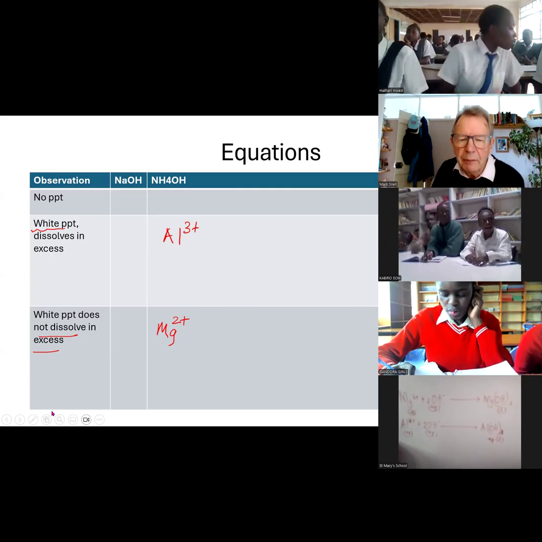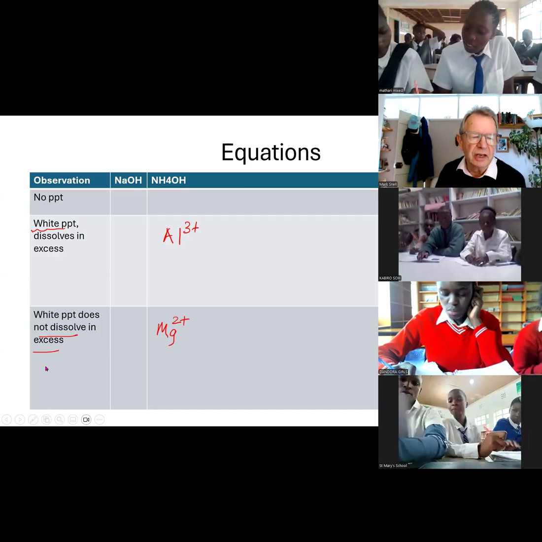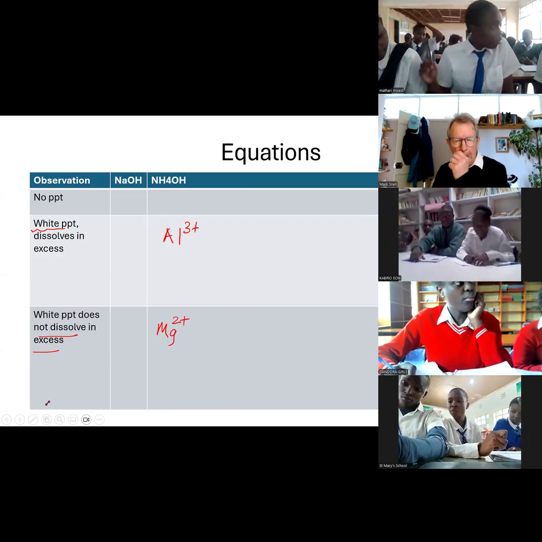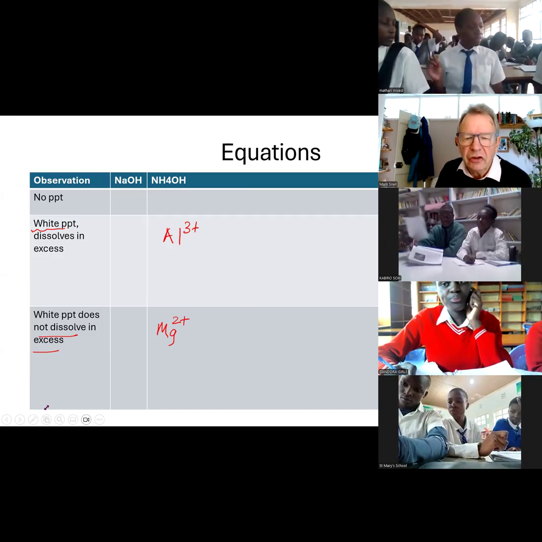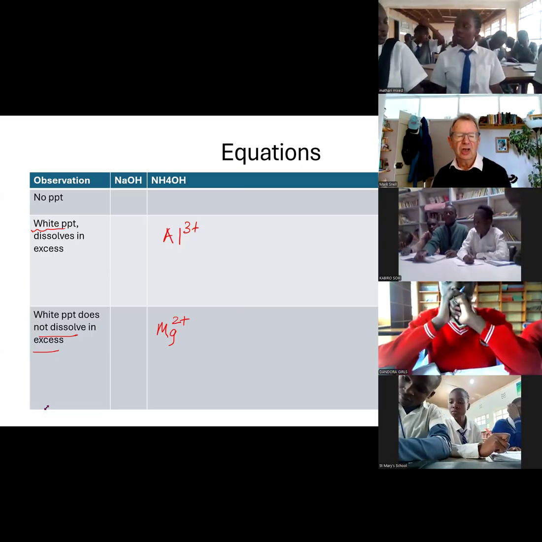Have a look. Because aluminium is 3 plus, you need to work it out so that it balances and becomes not charged. So you need the right number of OH minuses to make it not charged.